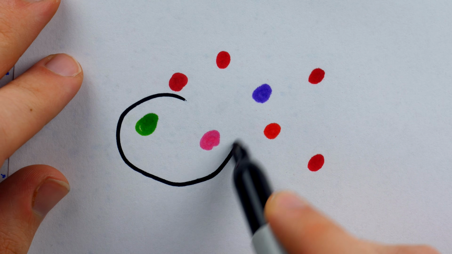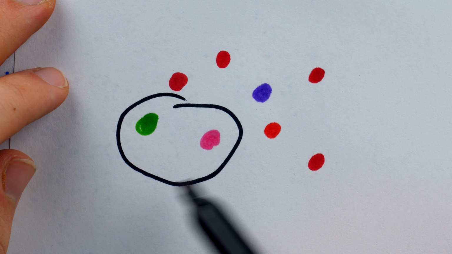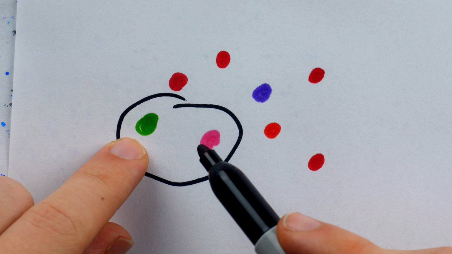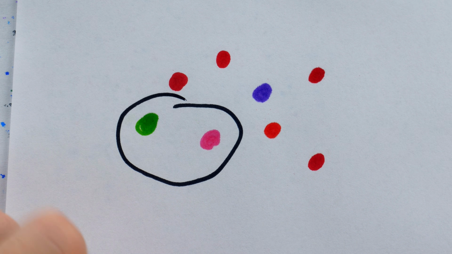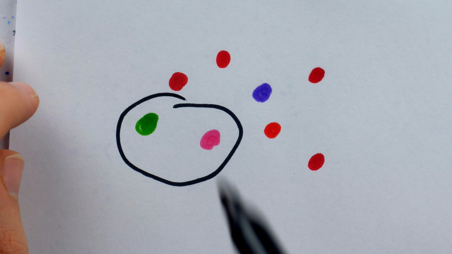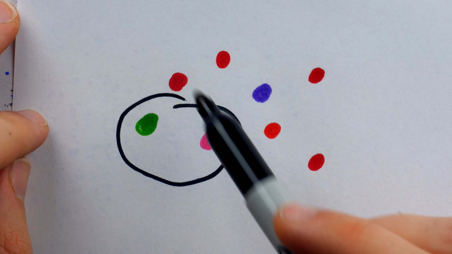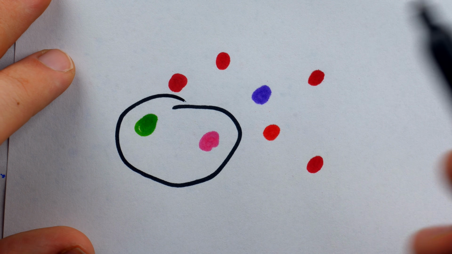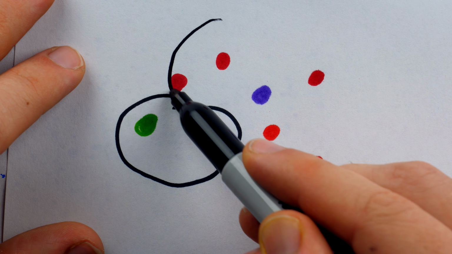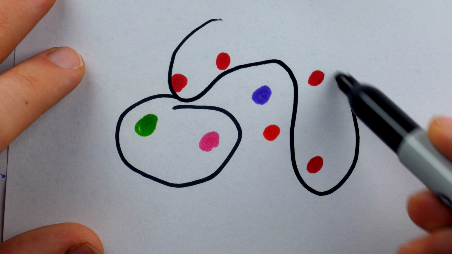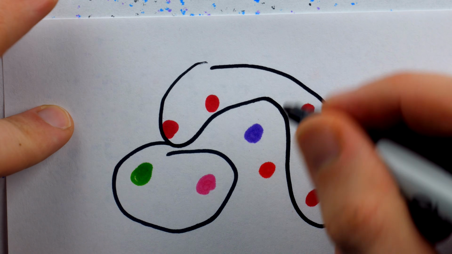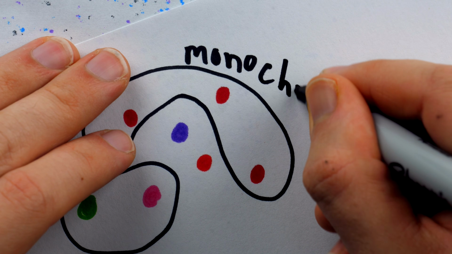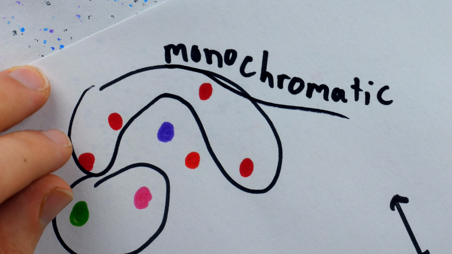If I draw a circle around the green and pink point and call this a set of points, it has 2 different colors, so it's not what we would call monochromatic. This isn't a monochromatic set of points because it contains more than a single color. On the other hand, if I draw this set, which only contains red points, this set is monochromatic. It consists only of a single color. Alright, we are ready for the problem.